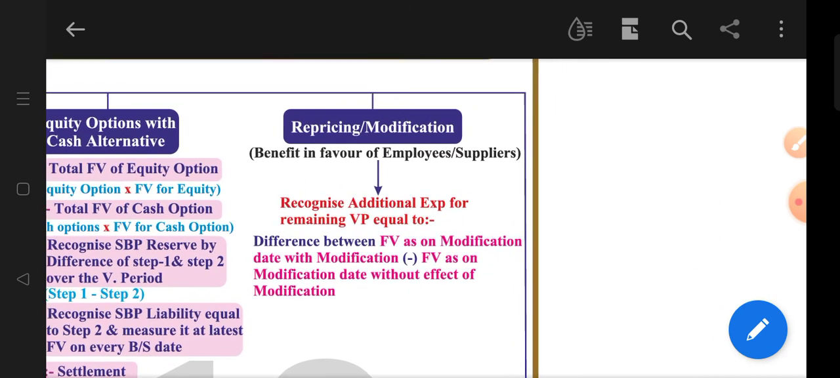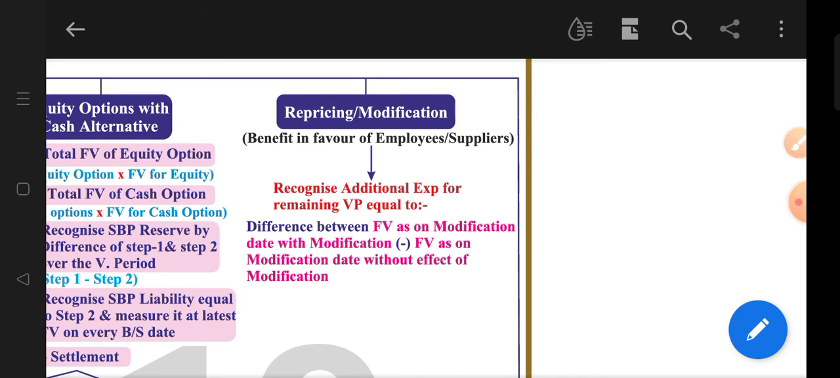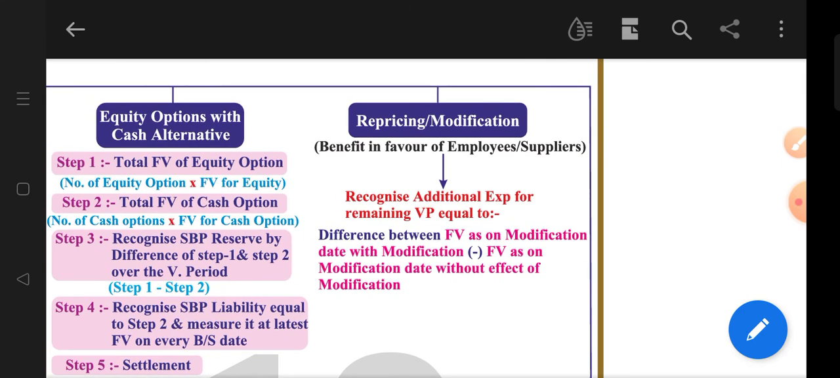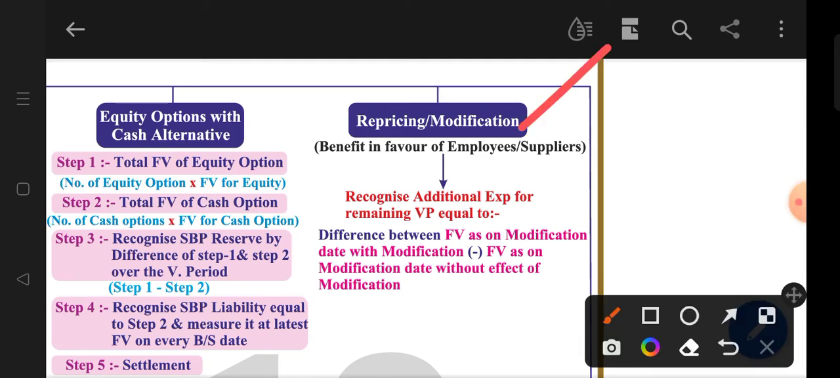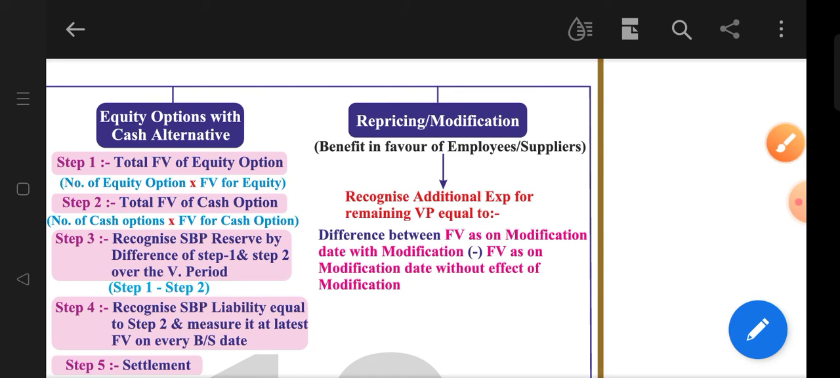Okay, next, repricing or modification. What is meant by repricing or modification? The exercise price that they have stated, there are chances that they modify it. When they do that, how do we account for that? Whenever they are doing the repricing or modification, it is a benefit in favor of the employees or suppliers. Say they had stated a 5 rupees exercise price, but they reduced it and changed the exercise price to 4 rupees. That is a benefit to the employees. Then the company will incur more expenses.